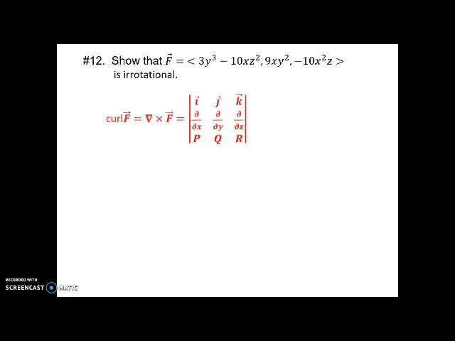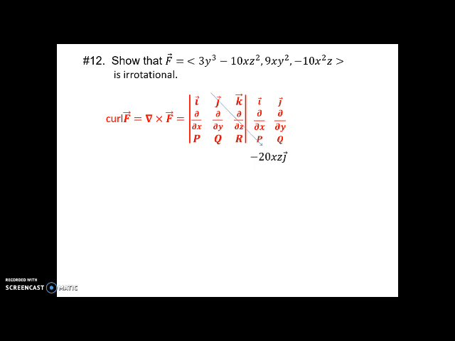Number 12. Show that this vector field is irrotational. Oh, you've got all kinds of ways of showing this. You can show that the curl is 0. You can show that it's a gradient vector field. Okay, so we'll do the curl, since that's kind of the new thing, right?